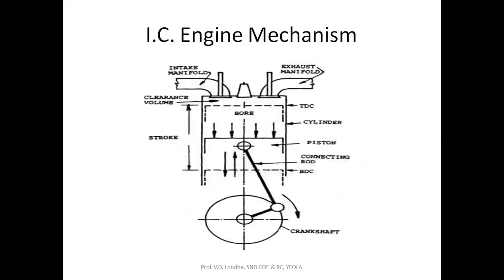We will see the first inversion, that is the IC engine mechanism. This IC engine mechanism is itself the slider crank mechanism, in which the second link will be the crank. Here, this link will be the crank, this will be the connecting rod, and next will be the piston and cylinder system. For this IC engine mechanism, the rotary motion of the crank is converted into reciprocating motion of the piston, or vice versa, reciprocating to rotary motion.